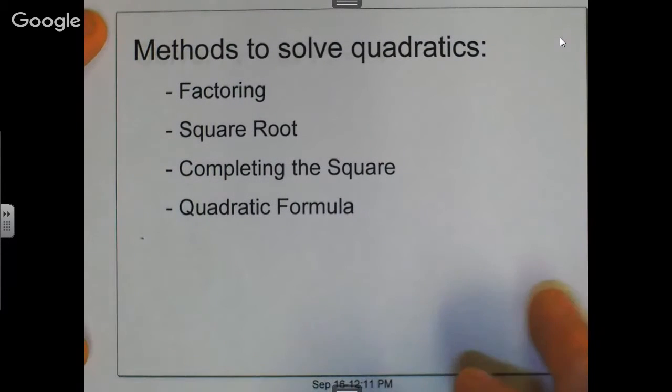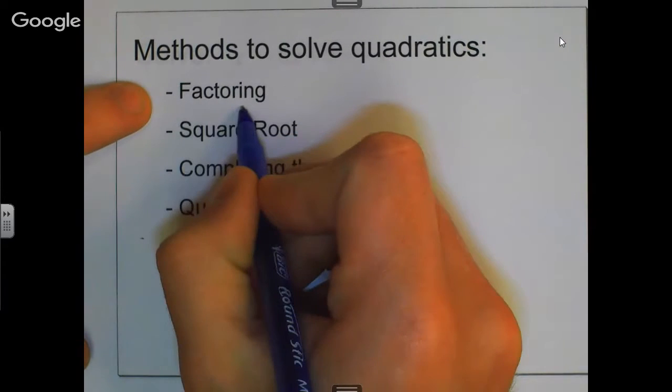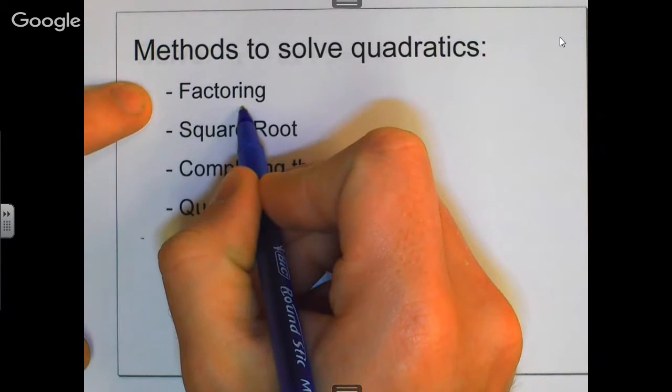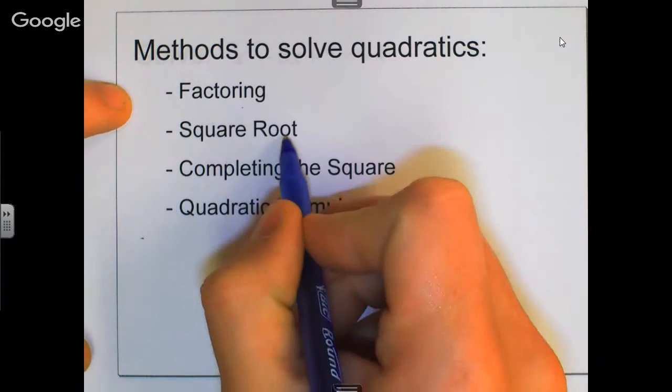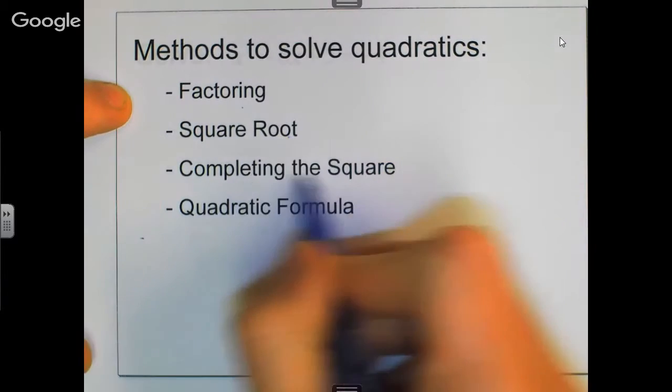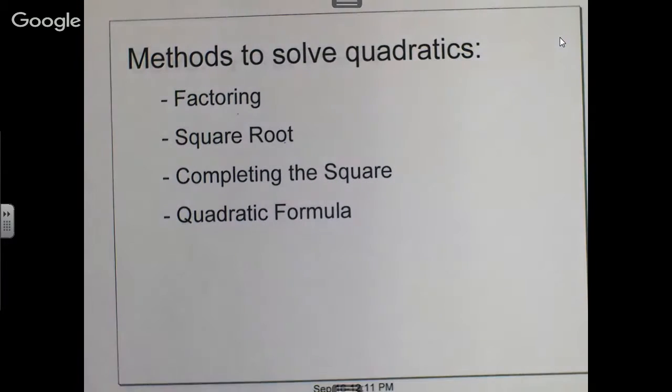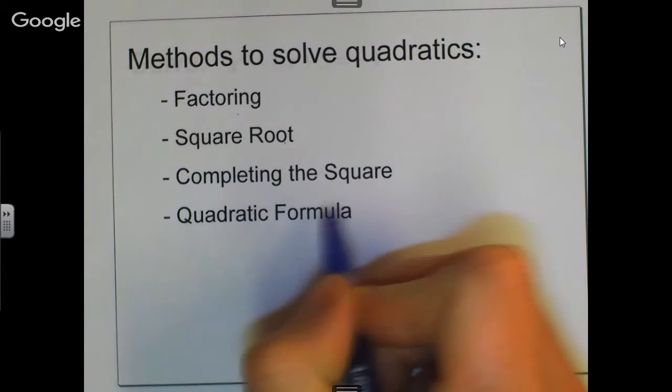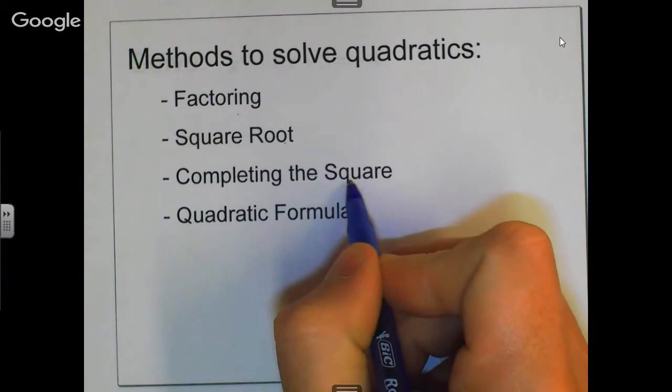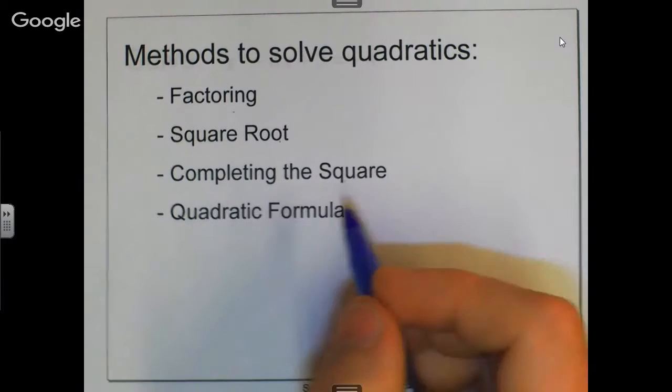So, methods for solving. Factoring, which is one that you've probably dealt with a lot in Algebra 1 and Algebra 2. Square root, which is also common. Completing the square, which you had in Algebra 2. However, you probably use this the least. So we'll be looking at this, and then the quadratic formula.